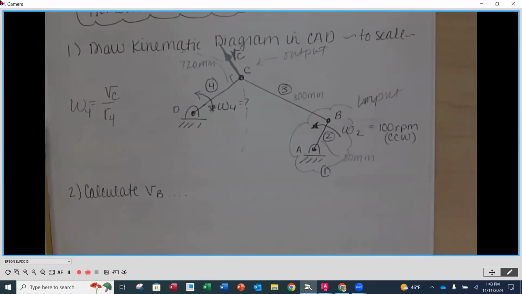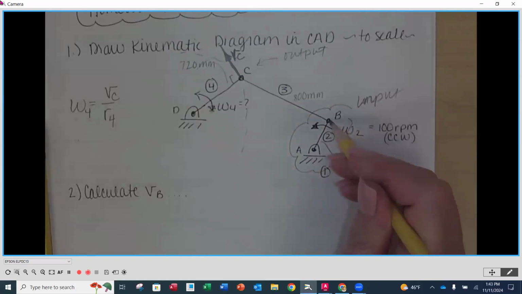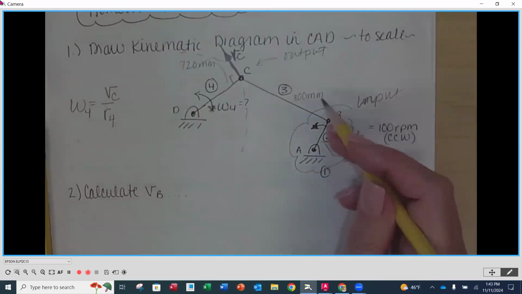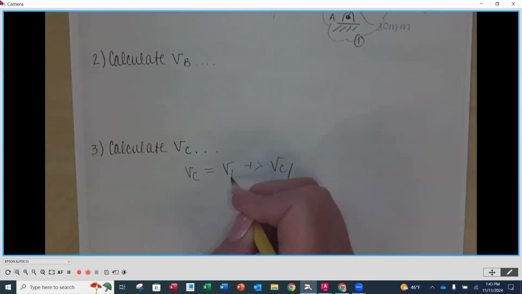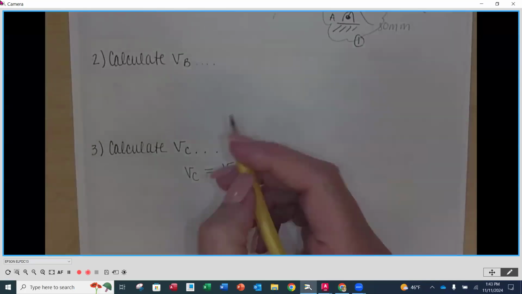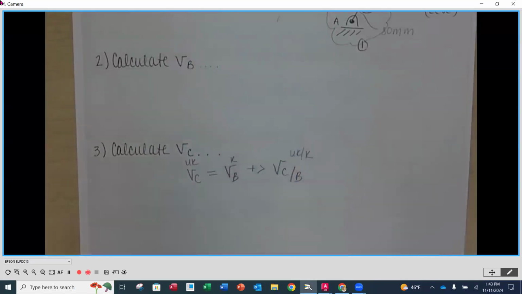If we go back up here, where we know the most information is at our input, right? We know that link number 2 is going counterclockwise at 100 RPMs. You'll notice on the end of link number 2 is velocity of B, right? So I should be able to calculate that magnitude. So our known, just like it was in the last one, is going to be the velocity of B. Okay, so remember this is unknown, known, and this is going to be unknown relative to known. It's kind of like its generic form, if you would, and then we fill in the letters for the things that we know and don't know.